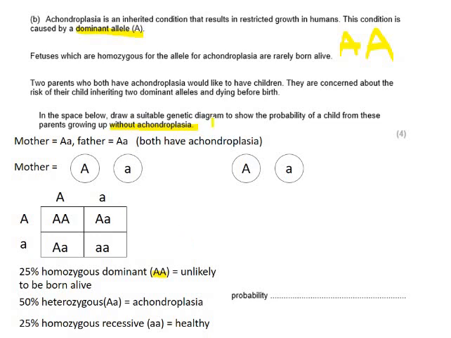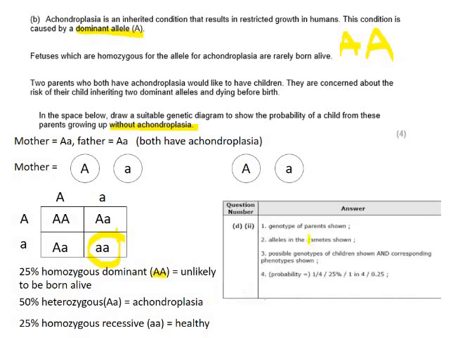And that means that the probability of having a child completely without the disease is only 25%, or 1 in 4. And that's the actual mark scheme. So we need a genotype of the parents. We've got that. We need alleles in gametes. We've got that. Possible genotypes of the children and corresponding phenotypes. So these need to be linked. And then finally the probability of 1 out of 4, or 25%, or a proportion of 0.25.